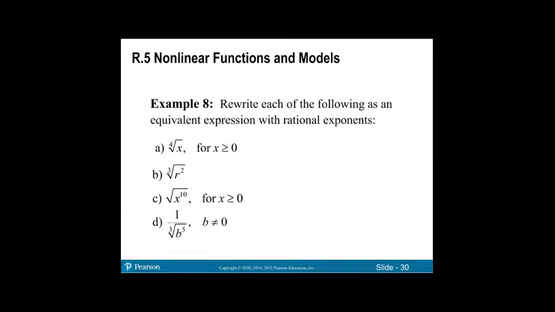Now, rewrite each of the following with rational exponents. For instance, the fourth root of x is the same as x to the power of 1 over 4. That's the definition: the index of the radical is the denominator of the exponent, and vice versa. Then the cube root of r squared is r raised to the power of 2 over 3.